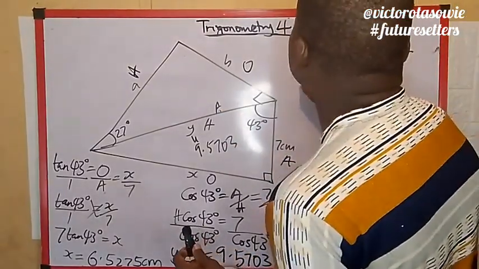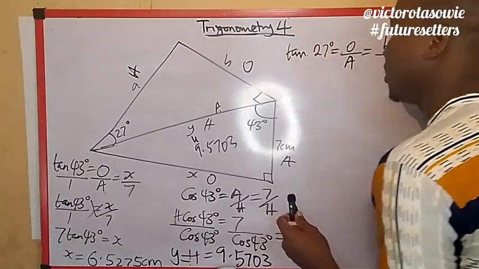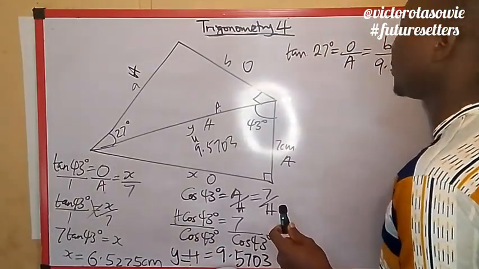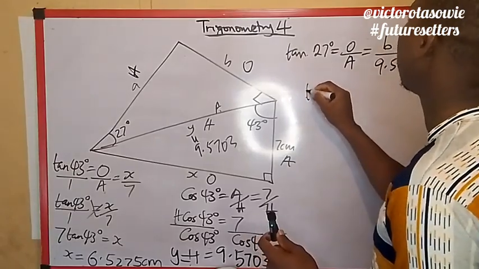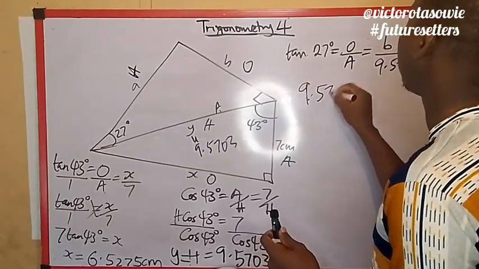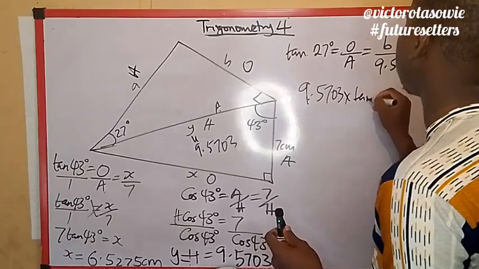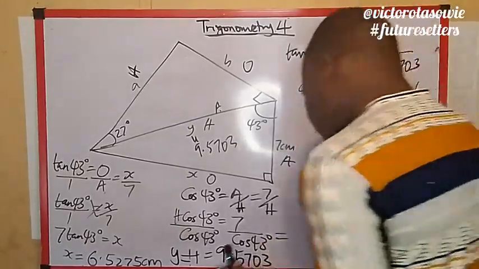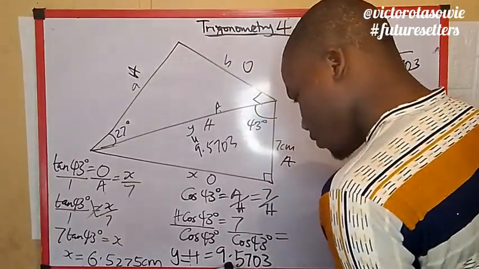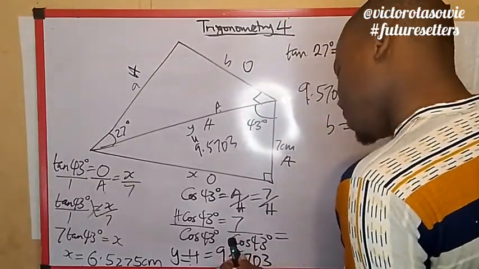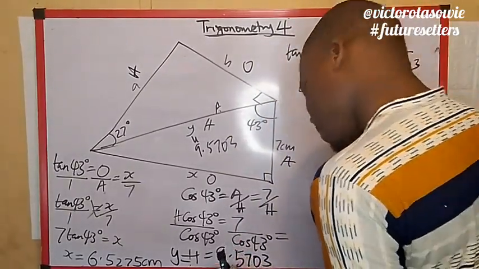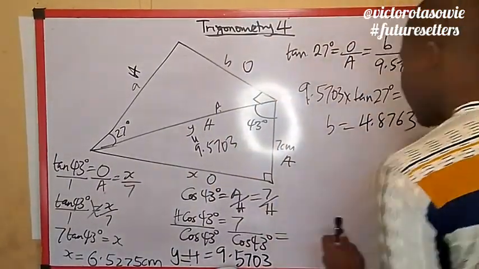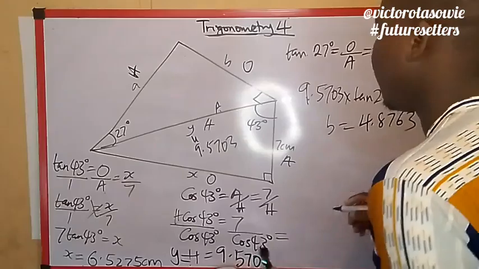So if I use opposite and adjacent, that will give us tan 27 equal to b over 9.5703. So we have that 9.5703 times tan 27 will give us b, and we'll get b to be 4.8763. Okay. Then if we've been able to get b, the next part is to get a.